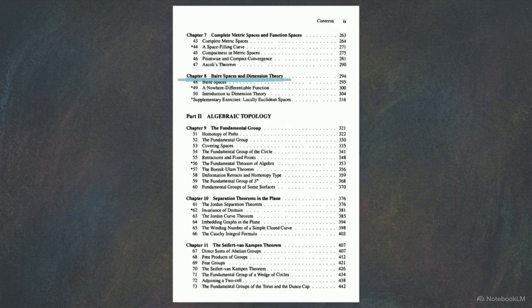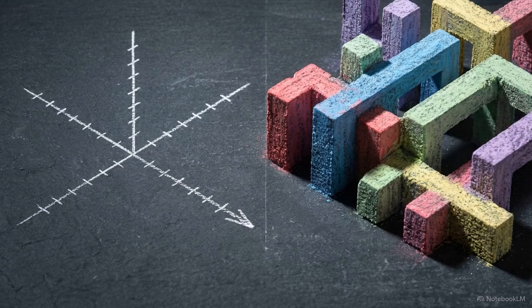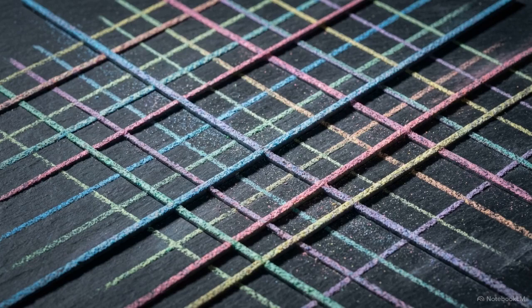Before we can build the monster, we must understand the environment it lives in, the Baire space. Baire spaces provide the rigorous machinery needed to prove that these extreme functions aren't just errors, they are a legitimate structural consequence of the rules of analysis.